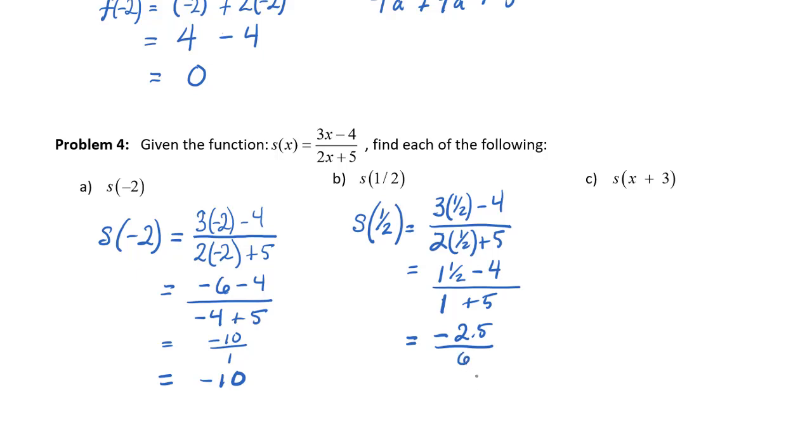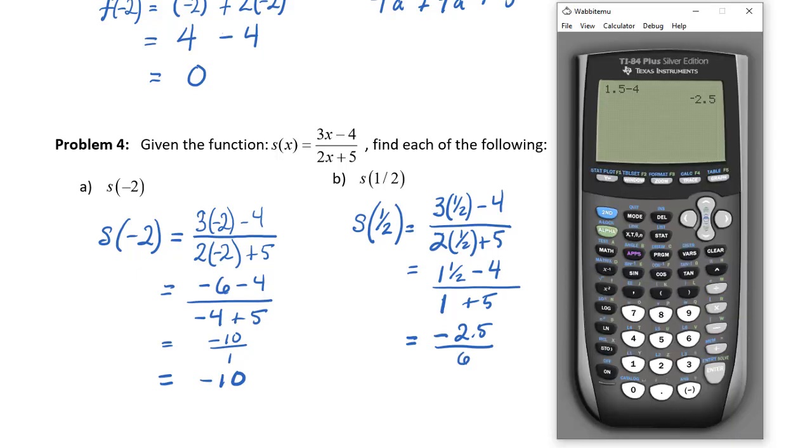Now the question is, will this reduce? You can check this by taking the numerator, negative 2.5, and dividing it by 6, and click enter. Now notice we have this repeating decimal. It doesn't look too nice. It's negative 0.41666666 repeating, and then at the very end it's rounded up to a 7.